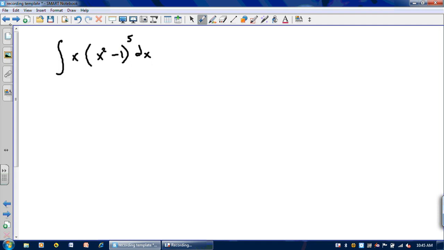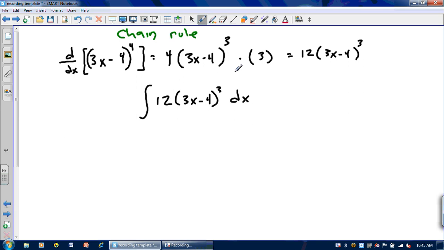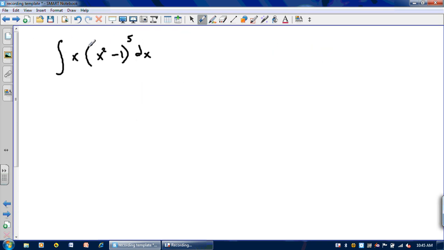Okay, let me go back one page here. Notice how similar what we have looks to this. We have this inside function, something raised to the power, and something outside. And that's what we have here. We have an inside function, x squared minus 1, and this outside function. Now remember, when we do the chain rule, part of the original, oops, wrong way.